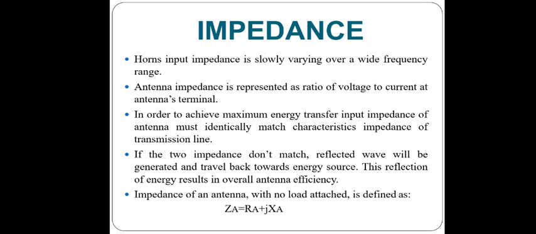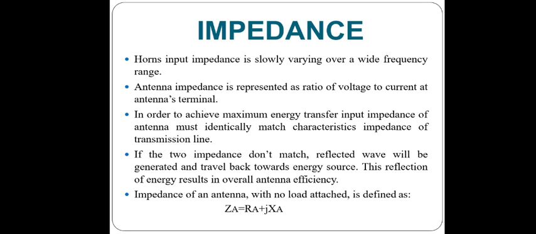Similarly, the fourth type is the conical horn, when the walls of the circular waveguide are flared. This is known as the conical horn. It is a logical termination of the circular waveguide. So these are the four types of horn antennas, and the advantages and applications of the horn antenna we already know.